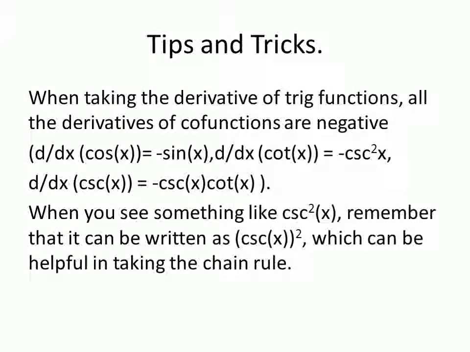Because we know this, the derivatives of all the other functions are positive. Another good tip is when you see something like cosecant squared of x, remember that it can be written as cosecant of x, squared, which makes it easier to apply the chain rule.